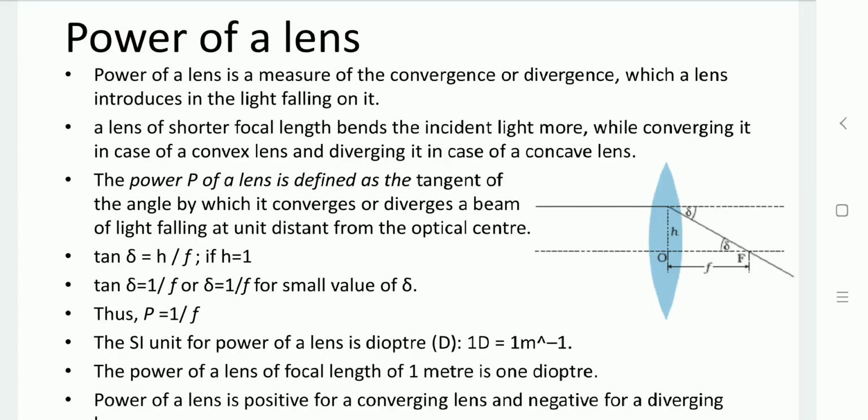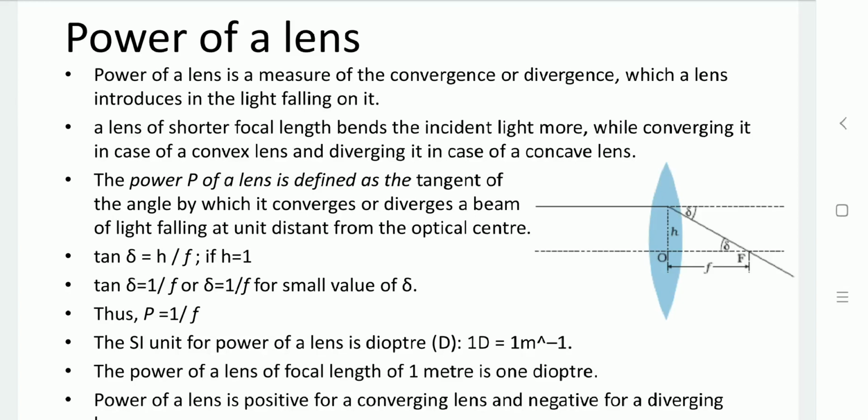As you can see in the diagram, the image is formed and makes the angle delta. So tan delta equals h by f. If we consider h equal to 1, then tan delta equals 1 by f. If delta is very small, then tan delta can be written as delta itself. So delta equals 1 by f. This delta is nothing but what is defined as the power of the lens.